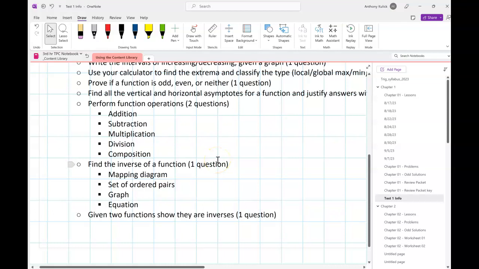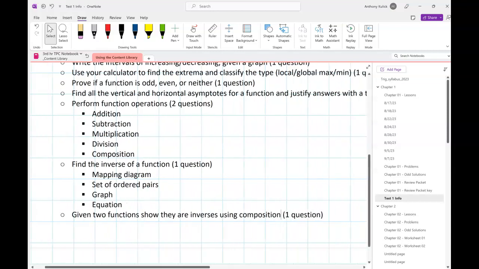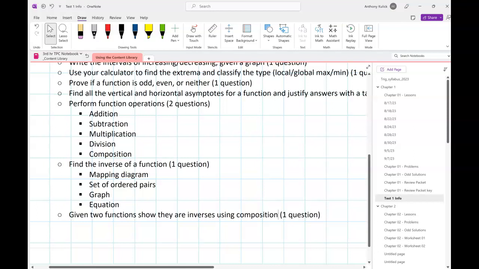You should be able to find the inverse of a function. 1 question of that, and that should be regardless of whether I give you a mapping diagram or a set of ordered pairs or a graph or an equation. And then if I give you 2 functions, you should be able to show that they're inverses using composition. I'll write that. And there'll be 1 question like that. I think that's 14 questions if I count it up.